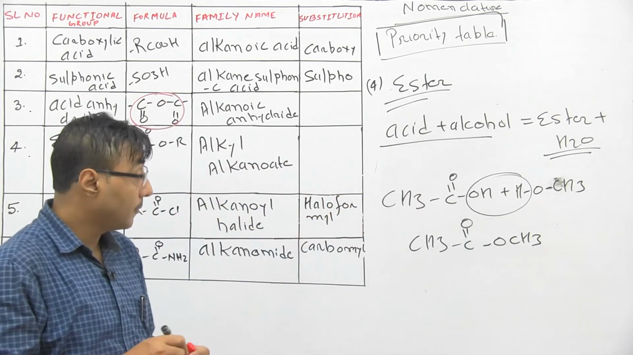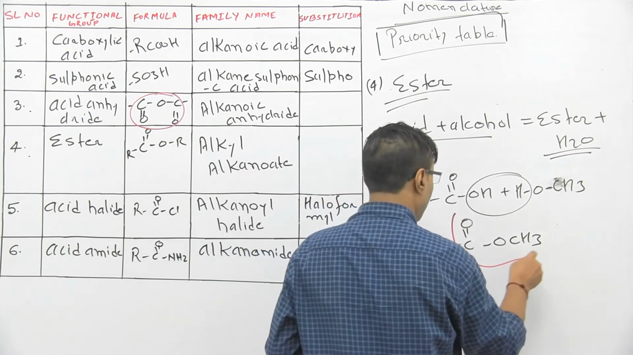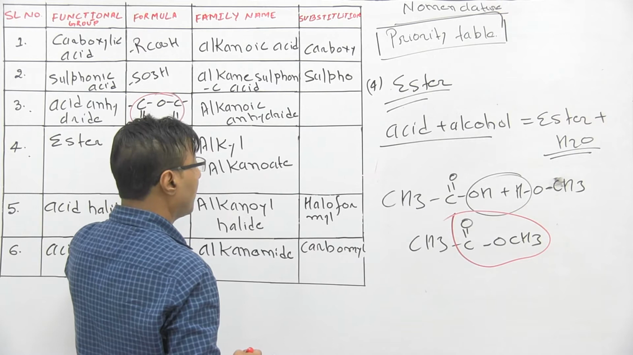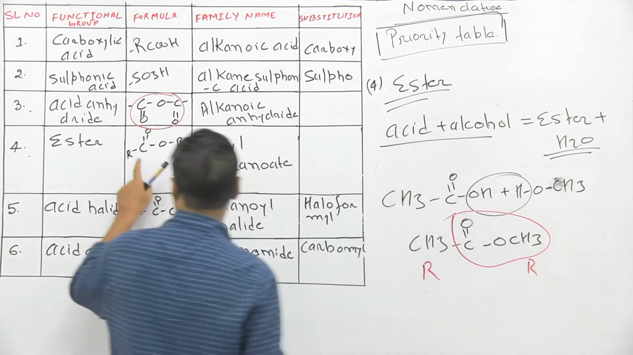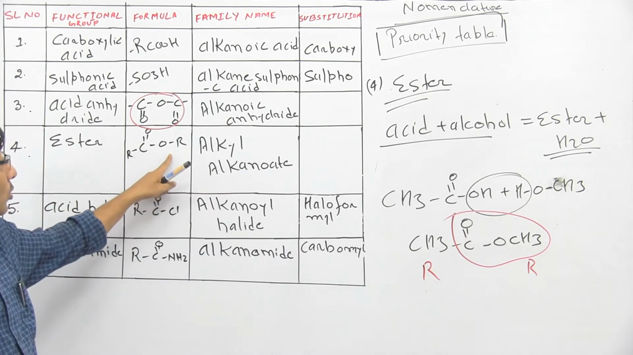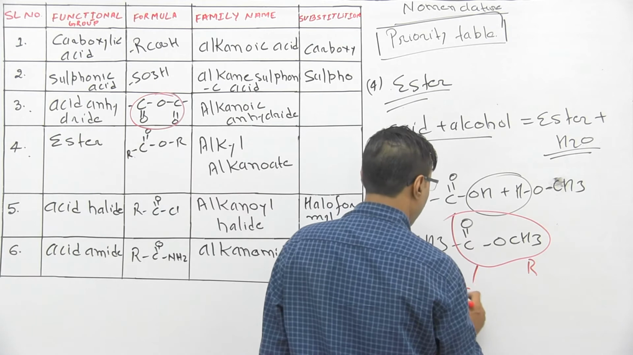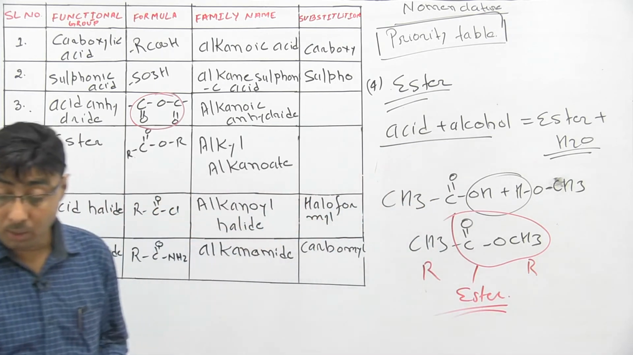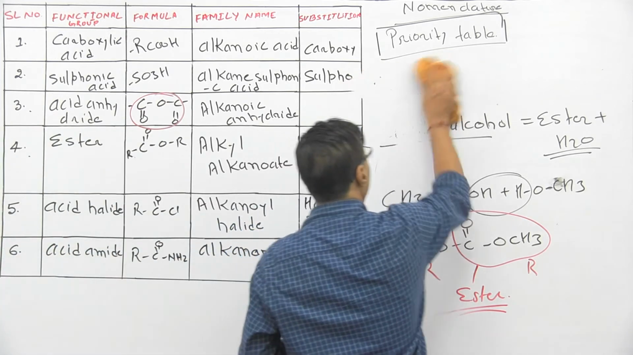In this case, this part, you see R, C double bond O, single bond O, R. This one is R, this one is R. So R, C double bond O, O, R. So it became ester. This one is the ester. How can the naming be done?